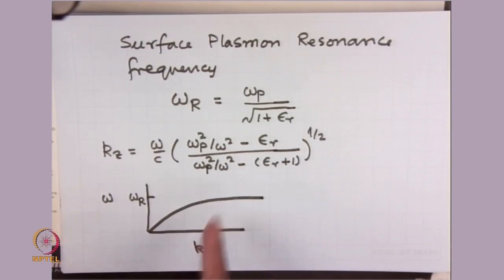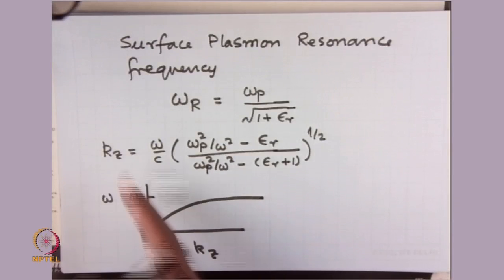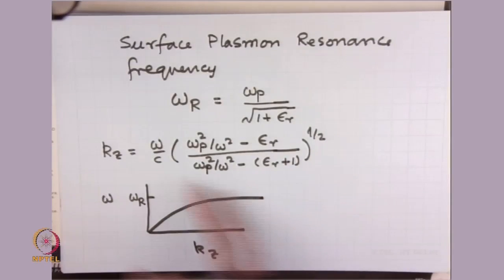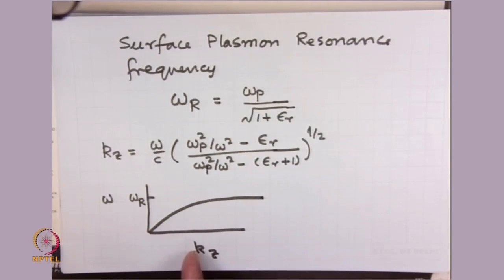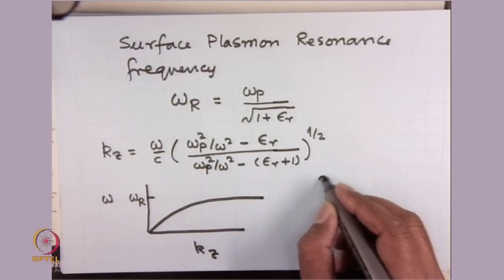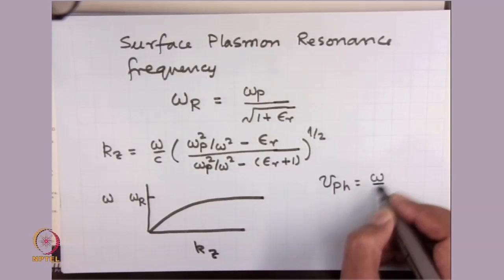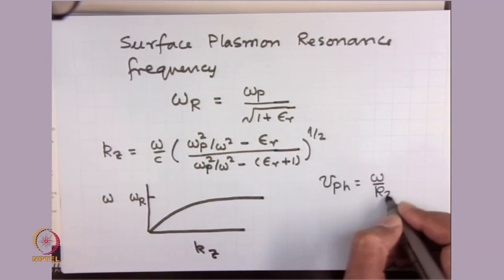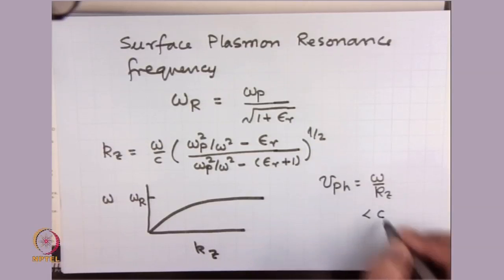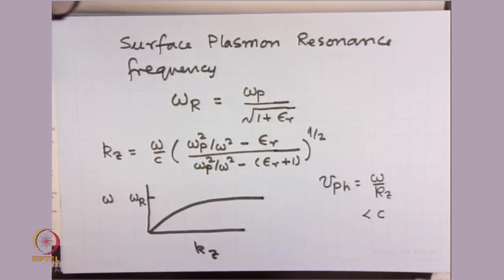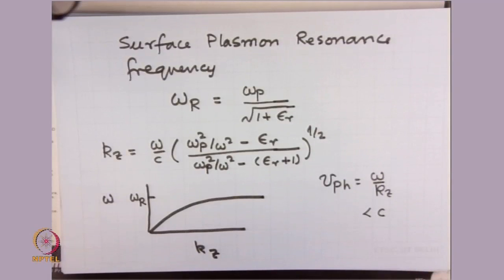So this is a wave where kz, this quantity, is bigger than 1, and kz could be quite large. So the phase velocity of this wave, which is omega by kz, is always less than c and could be much less than c. Now that makes this wave very, very interesting.